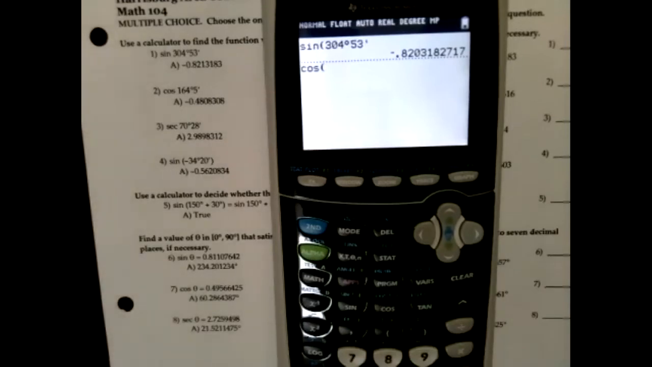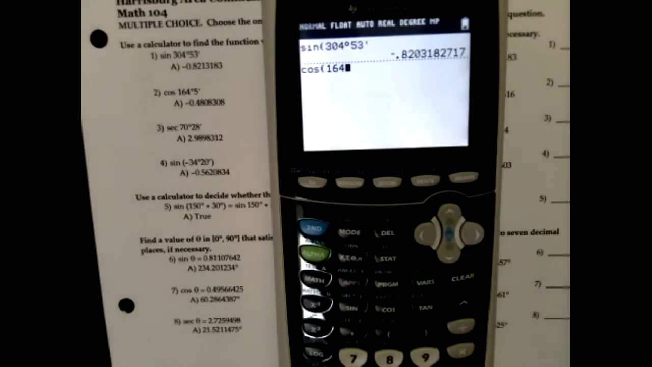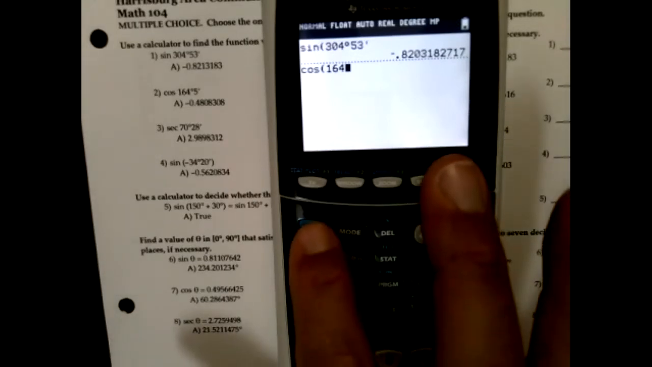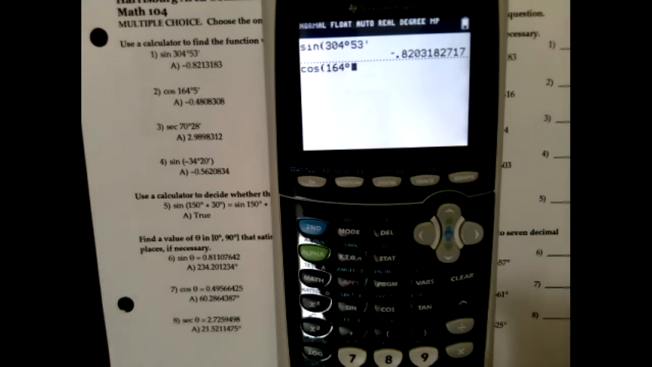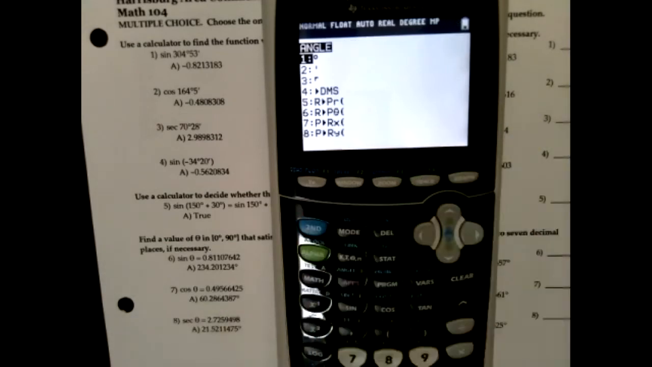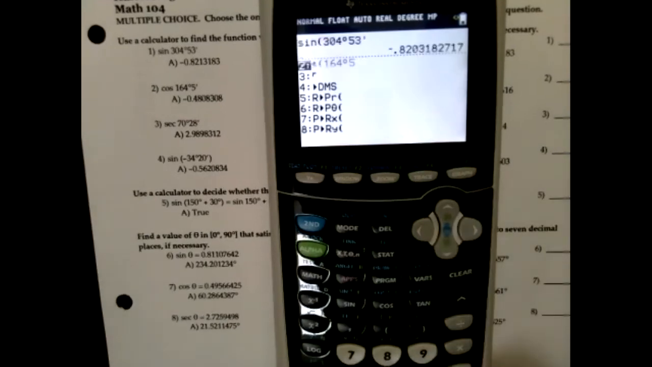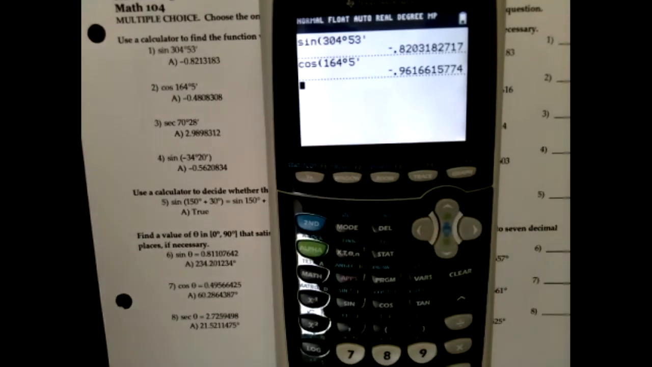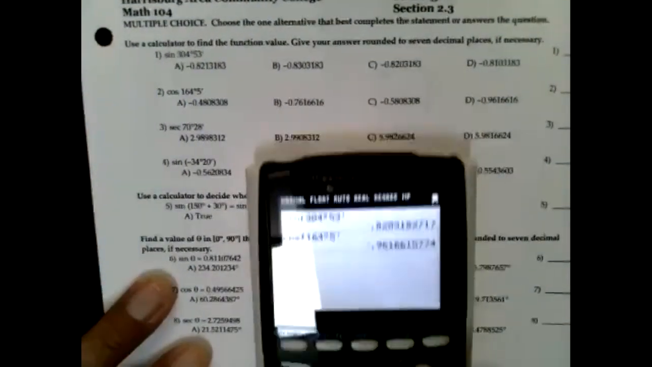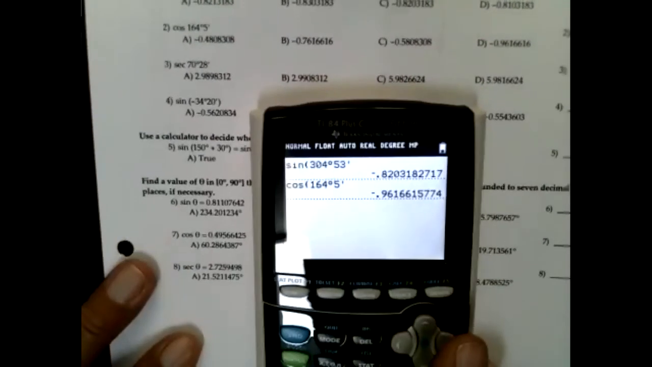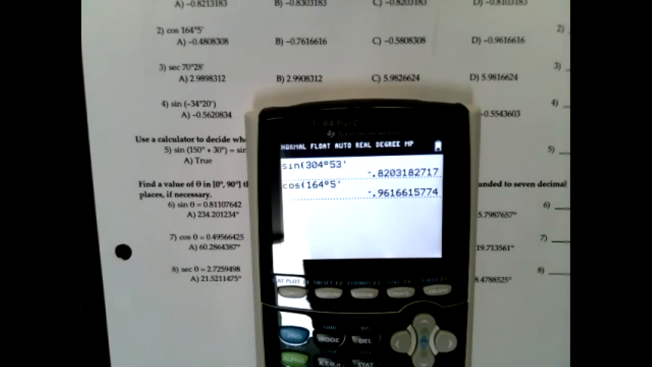Cosine of, I got this part, 164. And again, this is now going to be second apps. The more I do it, I'm going to be saying second apps in my sleep. 5, second apps. Enter, enter. -0.961. Yes, D. That happens to be one of my answers. It's D. Woohoo. Somebody say woohoo. Woohoo! Thank you.